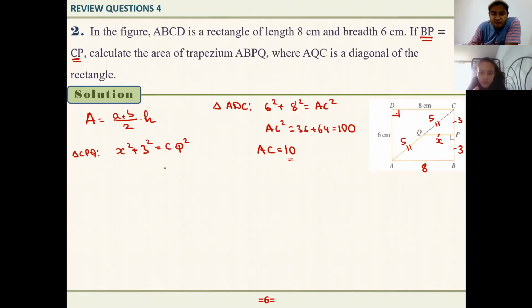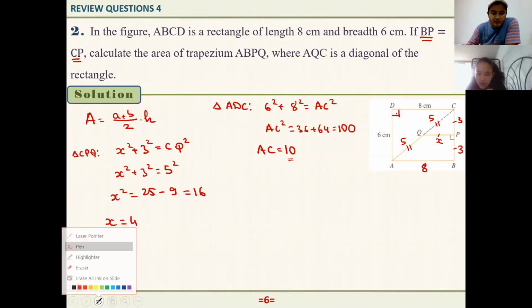So now from here I can find that x squared plus 3 squared. What is CQ? CQ equals 5. So here we have 5 squared. 5 squared is 25, and 3 squared is 9, so x squared equals 25 minus 9, which is 16. If x squared equals 16, what is x? That's 4. Okay, and now I got the x.